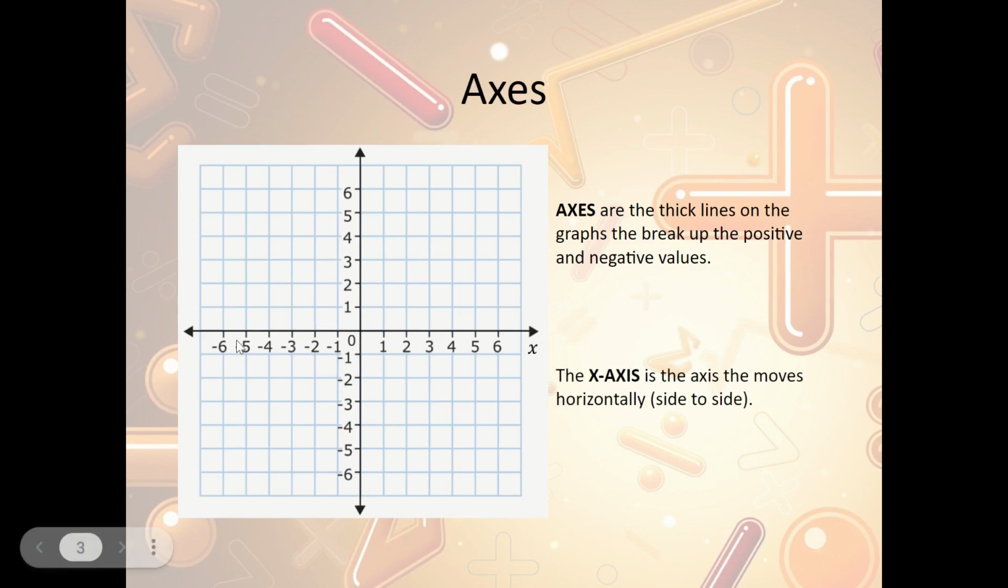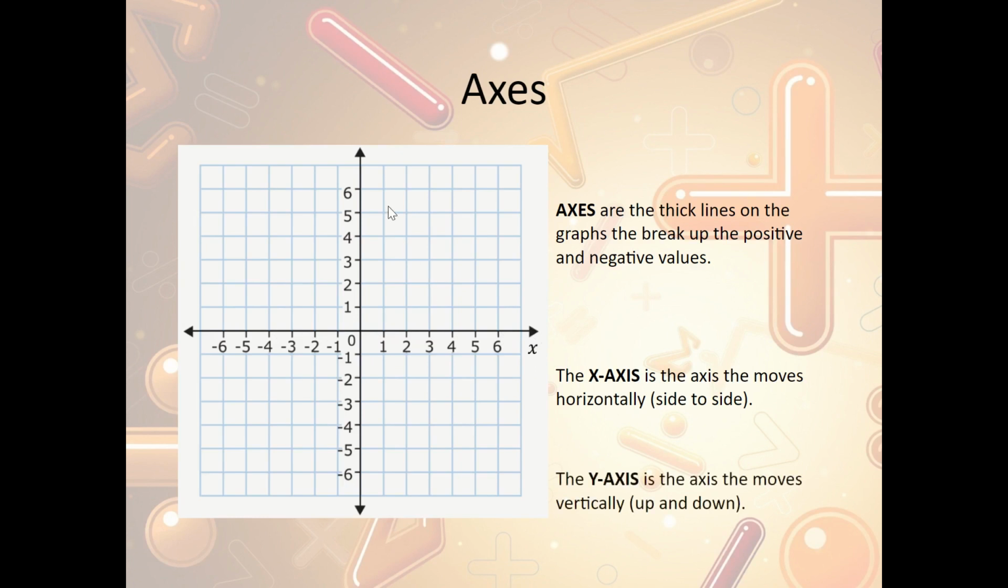The x-axis is the one that goes side to side. It's usually labeled, but sometimes it's not. This is the x-axis that goes side to side. The y-axis is the vertical axis, the one that goes up and down. This is the y-axis that goes here.